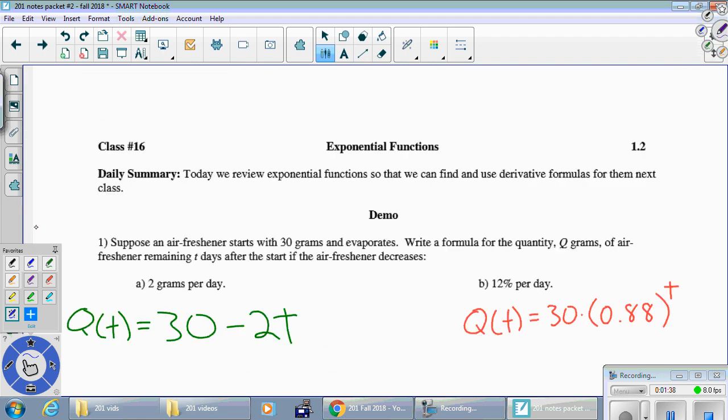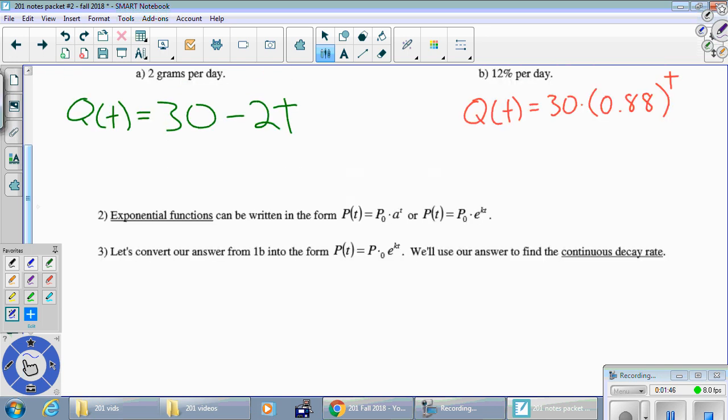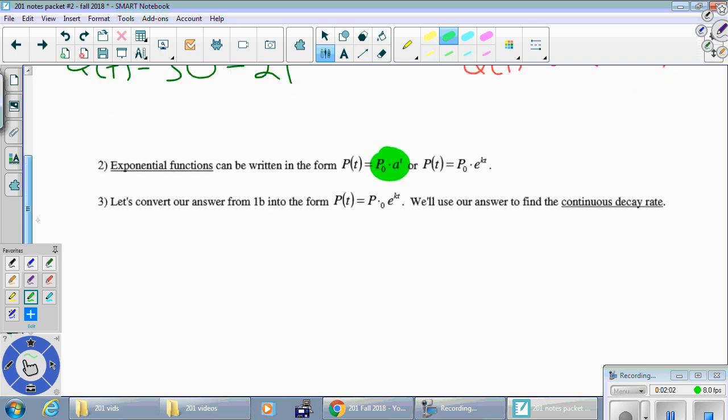Okay, exponential functions, number 2, can be written in the form P of t equals P0 times a to the t, or P0 times e to the kt. So in our case, we have this one, right? P0 is 30 and a is 0.88. Let's convert our answer from 1b into the other exponential form, P0 e to the kt, and then we'll answer a different question.